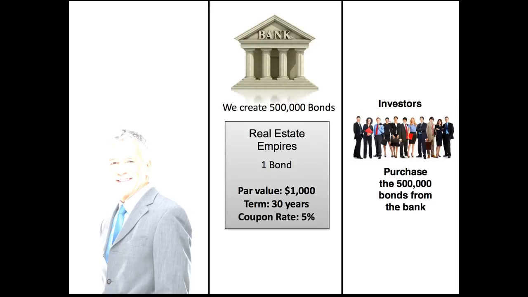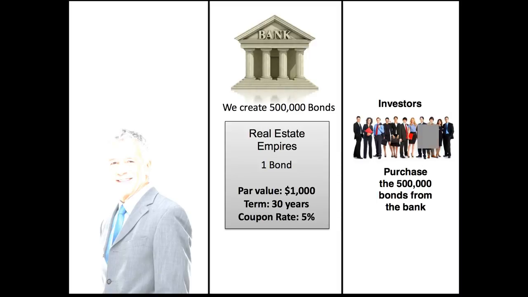And the bank, instead of charging $1,000, they might charge $1,005 for each bond sold. And that $5 difference is what's called the underwriter's fee, and that's how the bank makes their money because they're selling off all these bonds. So because they're selling 500,000 bonds, and let's say they mark each bond up $5, that's how the bank's making their money.